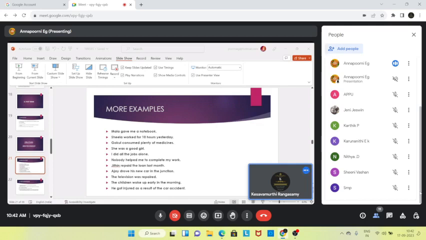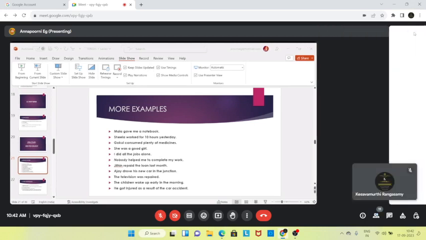Yes, Jenny. I think Srinivasan will. Yeah, Srinivasan, can you read the sixth one? Yes, please do read it. Nobody helped me to complete my work. Okay. Can you read the seventh one also?